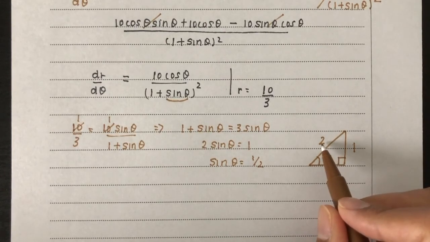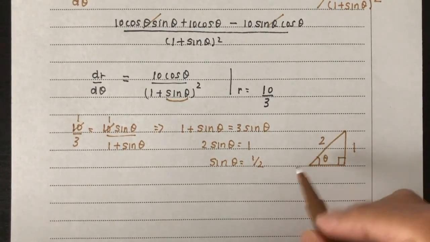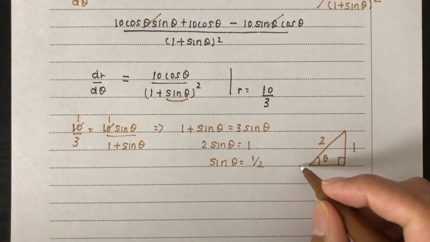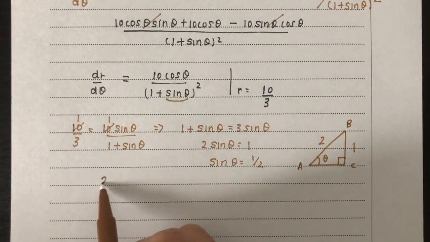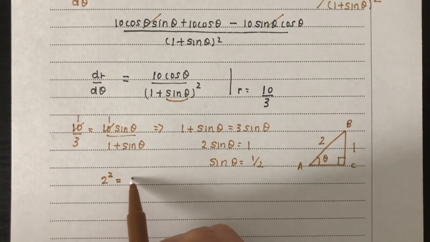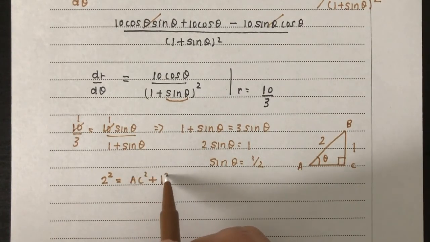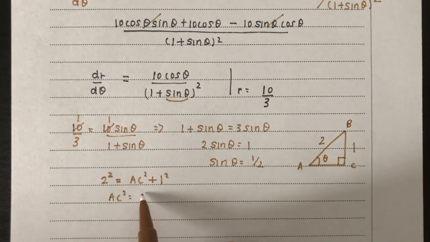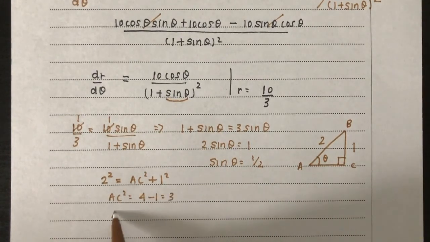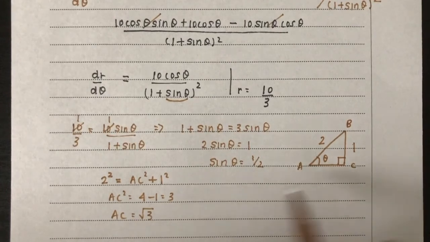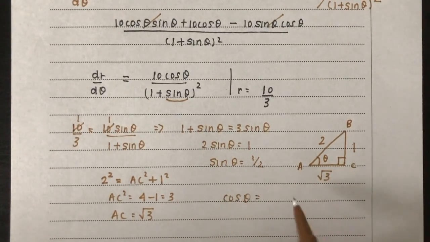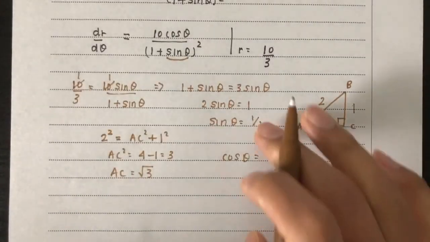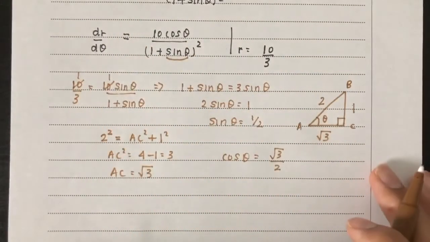So let's write this down. Let's call this one A, B, and C. So we know that 2 square is equal to AC square plus 1 square. So AC square will be 4 minus 1, which is 3. AC will be root of 3. This is root of 3. So from this we can derive cos theta is equal to your A side, which is root of 3, over 2.